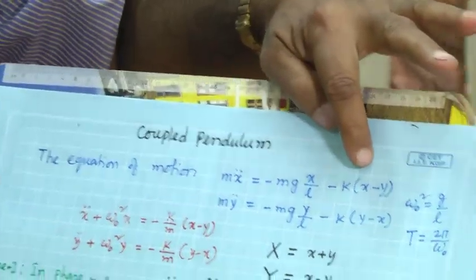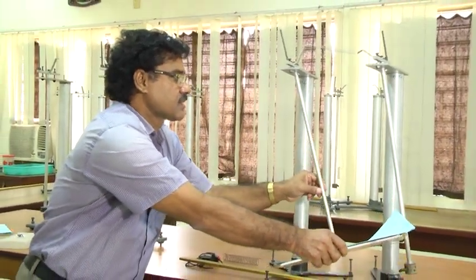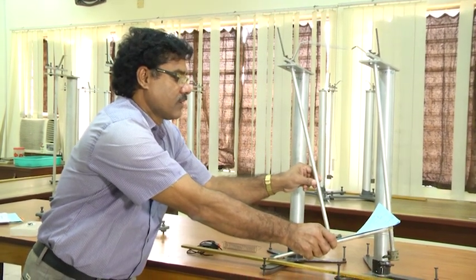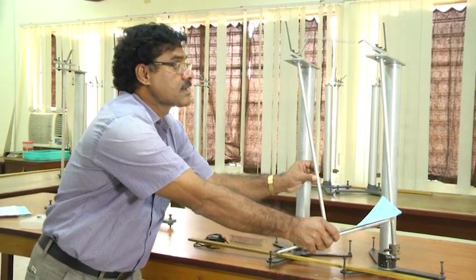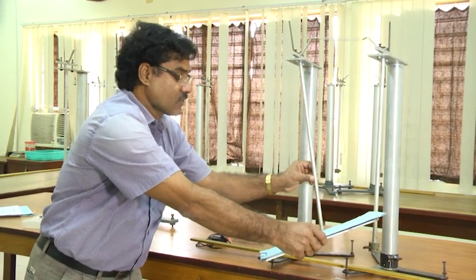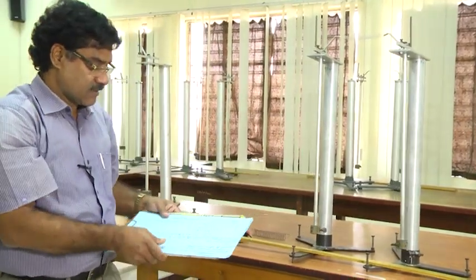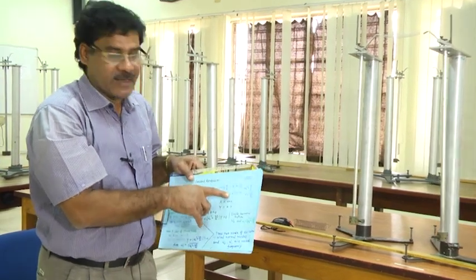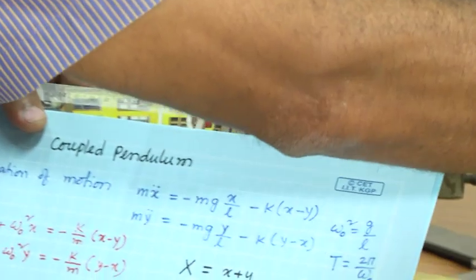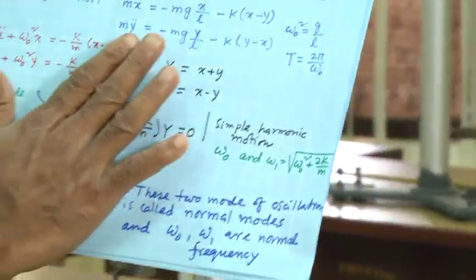If x is greater than y, then x minus y is positive, which means the spring is compressed. At this displaced position, this spring is compressed. Now I am studying this one, taking the equation of this one. Due to this extension of the spring, it will apply a restoring force in this direction, opposite to the displacement. That is why this negative sign will come. Similarly here also. So you will get this. This is the equation of motion for the coupled pendulum.